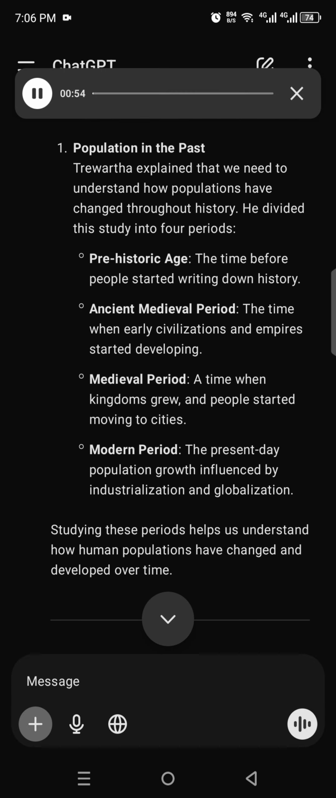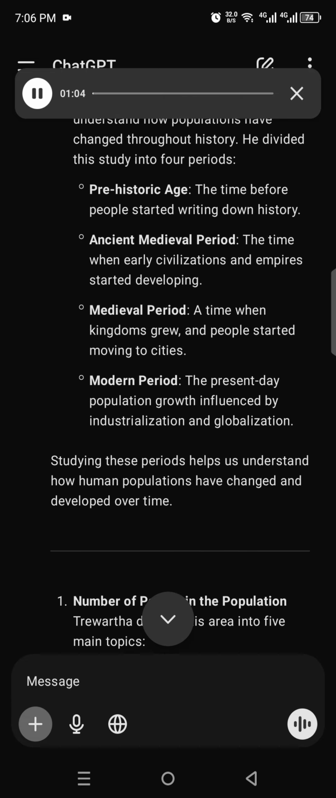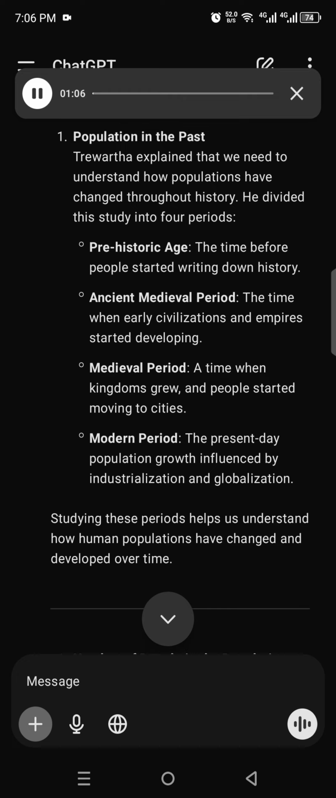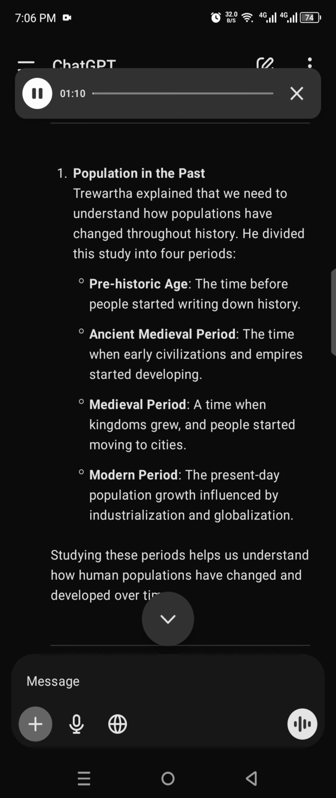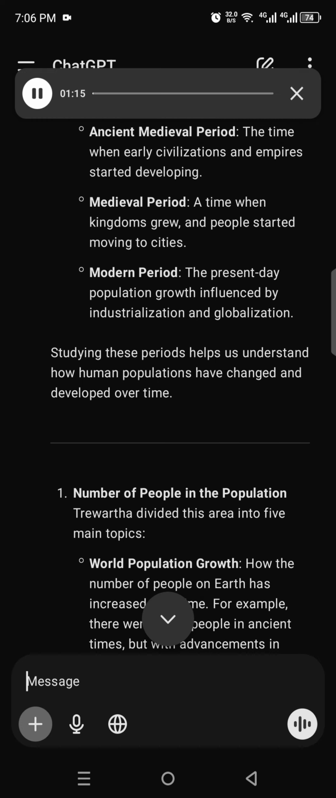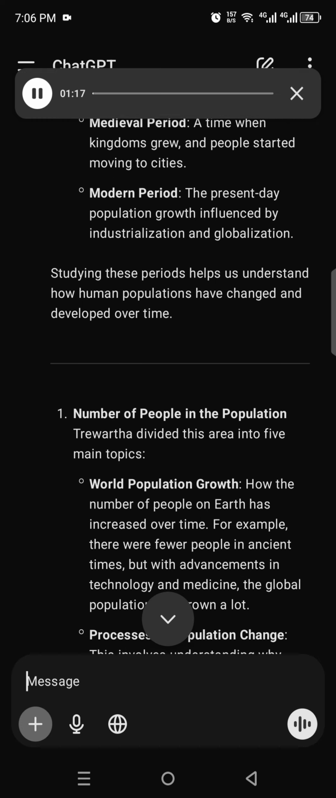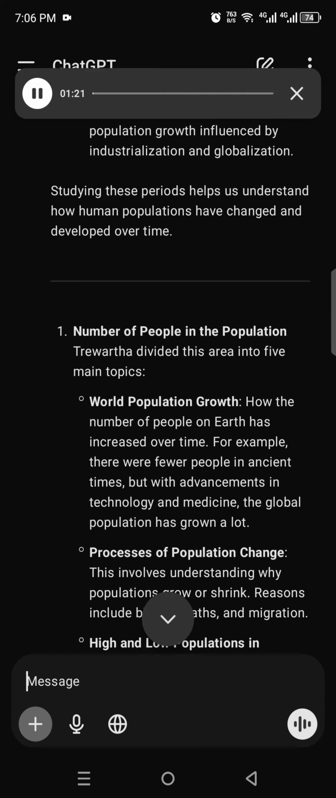Prehistoric age, the time before people started writing down history. Ancient medieval period, the time when early civilizations and empires started developing. Medieval period, a time when kingdoms grew and people started moving to cities. Modern period, the present-day population growth influenced by industrialization and globalization. Studying these periods helps us understand how human populations have changed and developed over time.